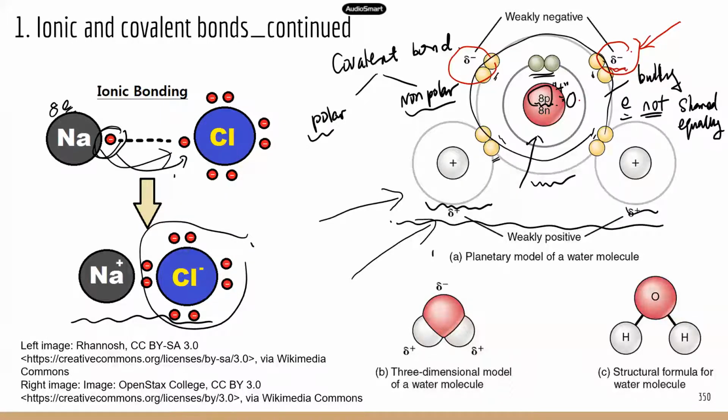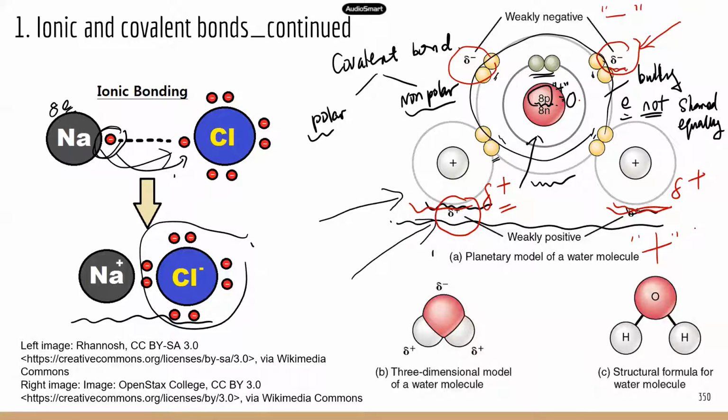And because the electrons are further away from hydrogen, relatively, the hydrogen atoms are going to be slightly positive. So you can see over here, slightly positive, slightly positive. So for each water molecule, this creates a negative end, which is the oxygen end, and a positive end, which is the hydrogen end. So there are 2 poles, right?